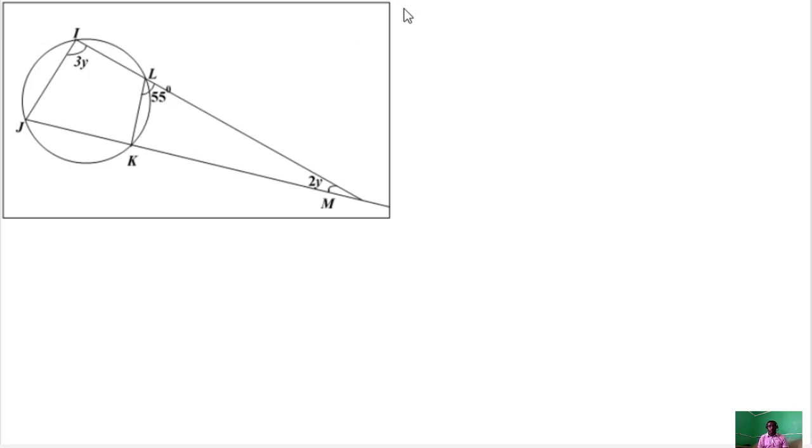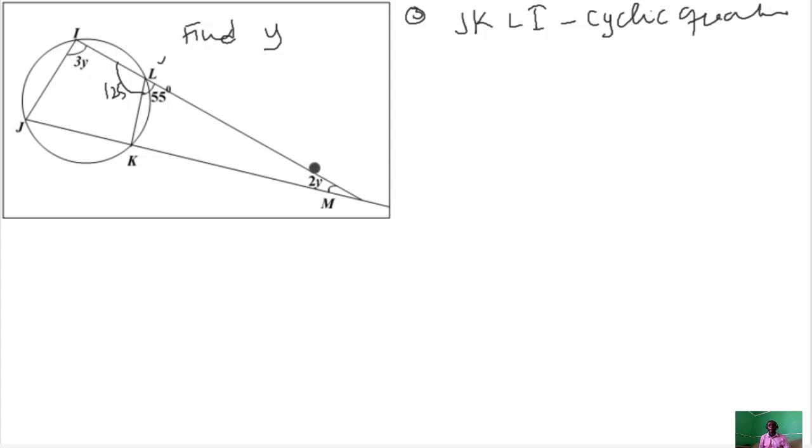So we have a question at hand. It said you should find y. We can see that this angle at L is on a straight line, so here will be 125. And we know that figure JKLI is a cyclic quadrilateral, so it's a quadrilateral in a circle. So the opposite angles sum to 180.